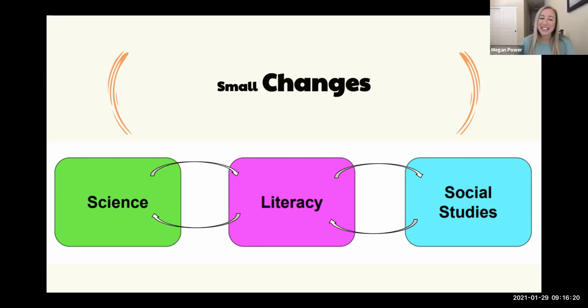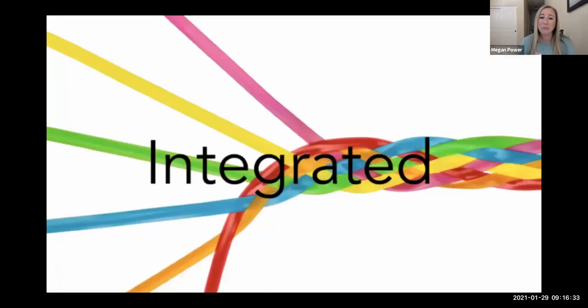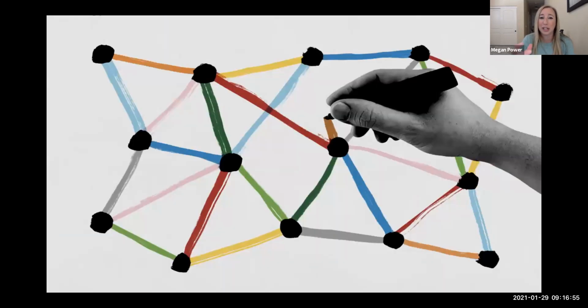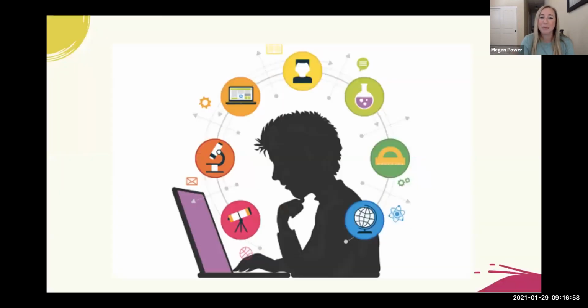It is exciting. Remember, it starts with small changes. How can you make some of these connections to your literacy and science? Then you start to make more and more connections, and it starts to really mesh together. This is what we're looking for, integrated learning, because life is integrated. If you're cooking, you are bringing in science, social studies, and math all together. So life is integrated, and we want to make as much learning integrated as possible for our students, because it helps them make those connections and increases their learning.